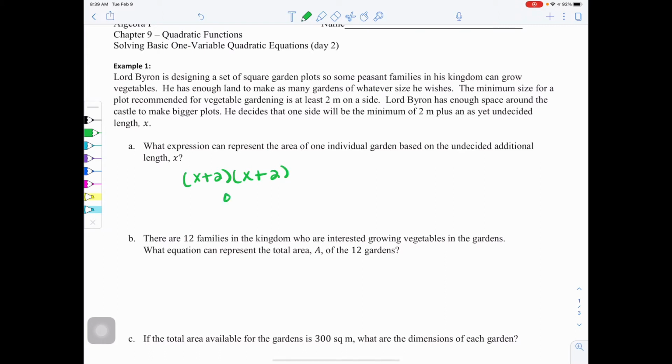Or, instead, you can write that as x plus 2 in parentheses squared, since it's x plus 2 times itself. So a way to look at this is that you started out with kind of a 2 by 2 square. But then when you add the extra additional amount, it turns it into this multiplication of binomials that we've talked about before. So you have your x plus 2 and your x plus 2.